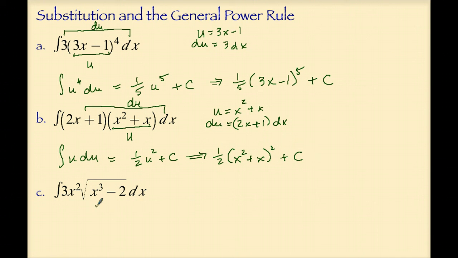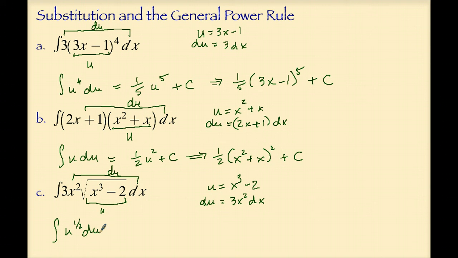In this last example, let's let u be the inner function inside this square root, x cubed minus 2. du is 3x squared dx, which is exactly what we have. So that means u is x cubed minus 2, and du is 3x squared dx. Rewriting the integral, we have u to the 1/2 du.